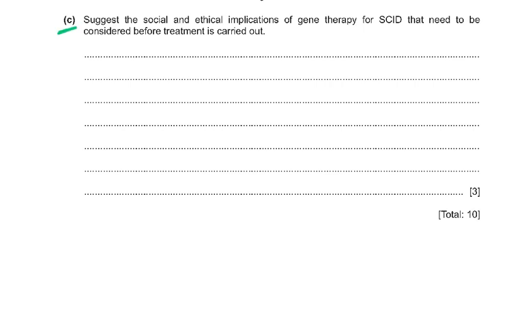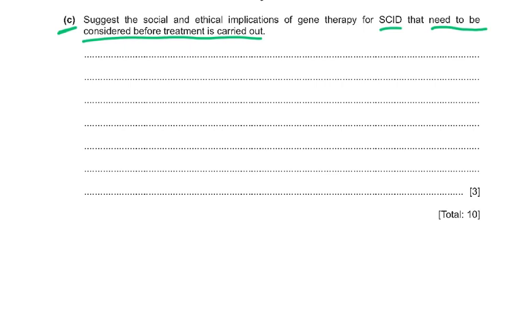Then part C, this is a very favorite question: suggest the social and ethical implications of gene therapy for SCID that need to be considered before treatment is carried out. It's very expensive. It's a long-term treatment. No longer is the person chronically ill, maybe a better quality of life, no need for regular injections. Then there could be cultural or religious objections. Then no donor is needed. In the long term, more money is available to the health system for other people. But then we don't know what this will do, so it may cause cancer. This whole treatment could be very stressful.